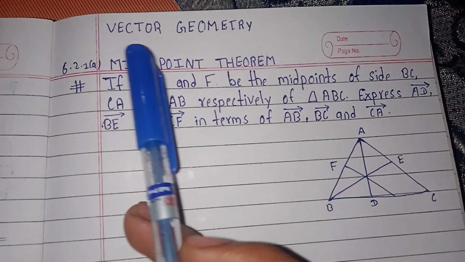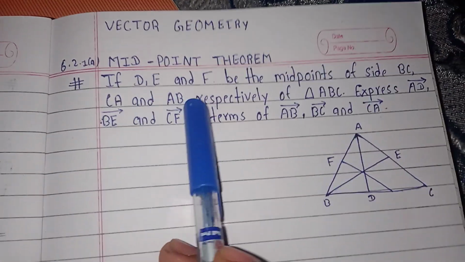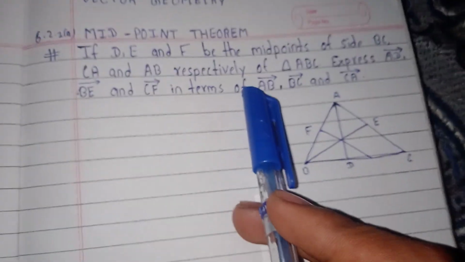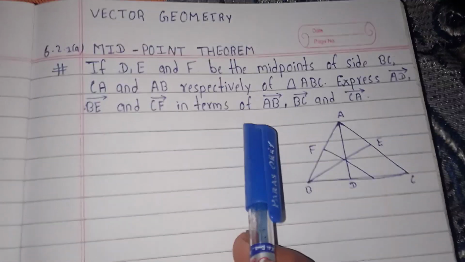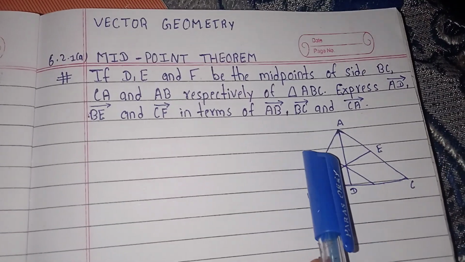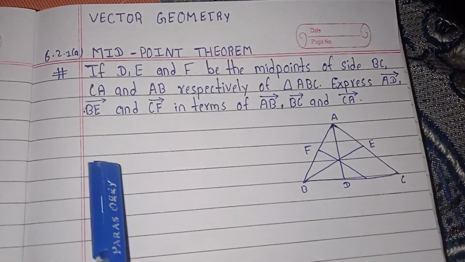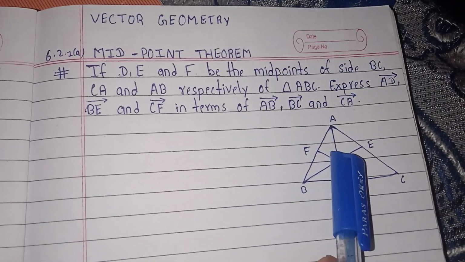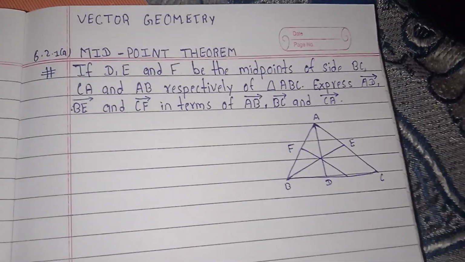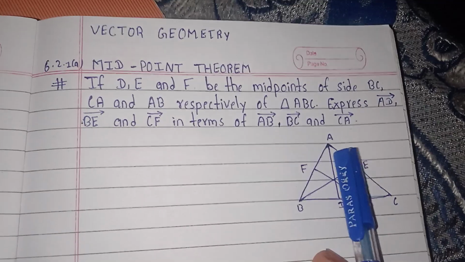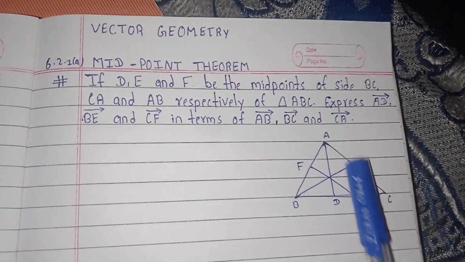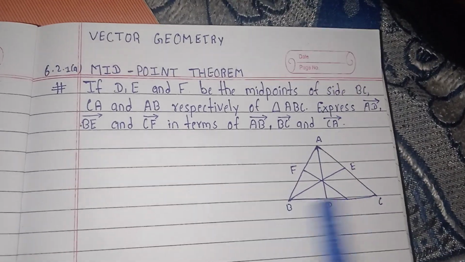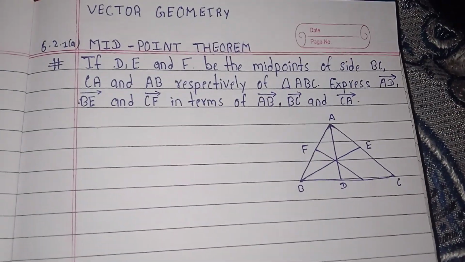Today we have the midpoint theorem: if D, E and F are the midpoints of sides BC, CA and AB respectively of triangle ABC, express AD, BE and CF in terms of AB, BC and CA. So this is triangle ABC, F is the midpoint of AB, E is the midpoint of AC and D is the midpoint of BC. This is the midpoint theorem, so let's prove it.